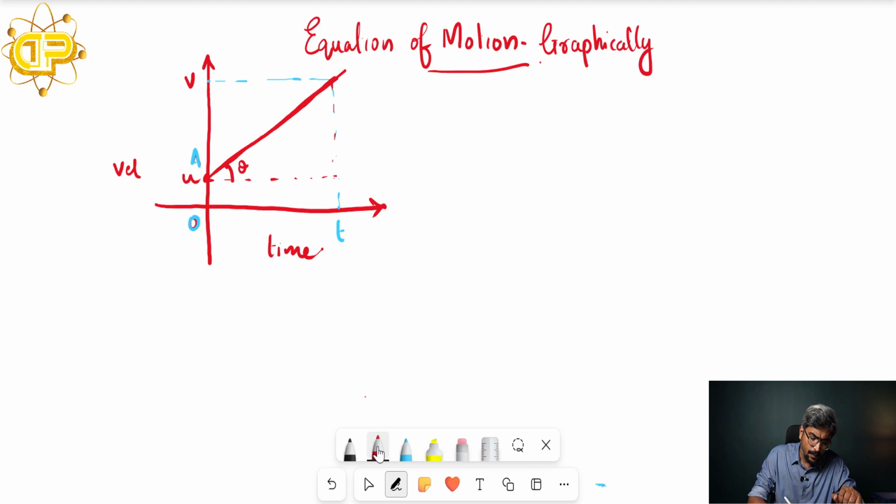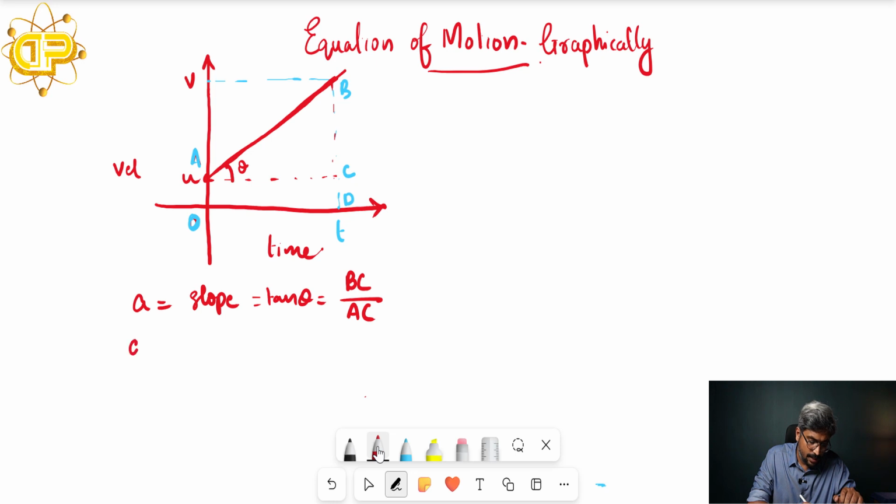If I want to find out the acceleration, so acceleration is what? It is the slope of the velocity-time graph. So how can I find out the slope? The slope of a graph is denoted by tan theta, and here tan theta is what? Tan theta will be equal to opposite by adjacent, that is BC by AC.